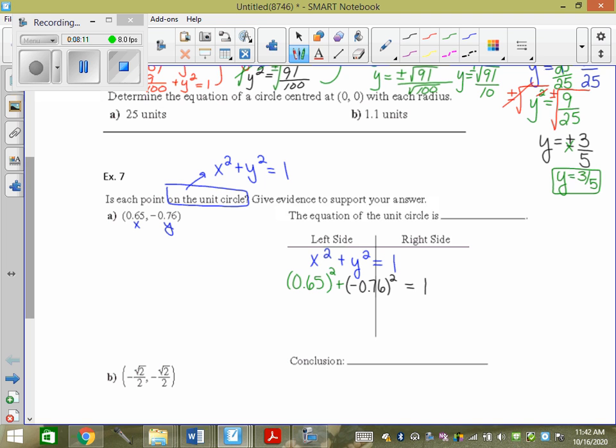So type into your calculator 0.65 squared plus negative 0.76 squared. What do you get? 1.0001? Three zeros? Equals 1. Now people will say it's true.